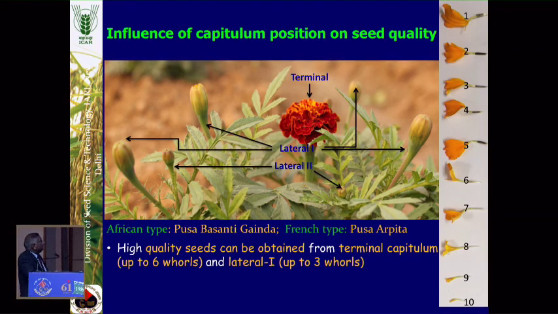While studying the capitulum position and obtaining the quality seed in the marigold, he could establish that the quality seed can be obtained from the terminal flower capitulum up to 6 buds from outer to inner side, and the lateral one up to 3 buds.